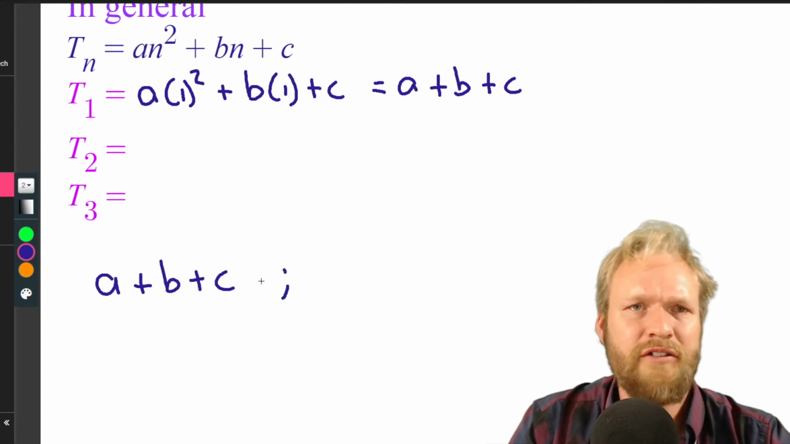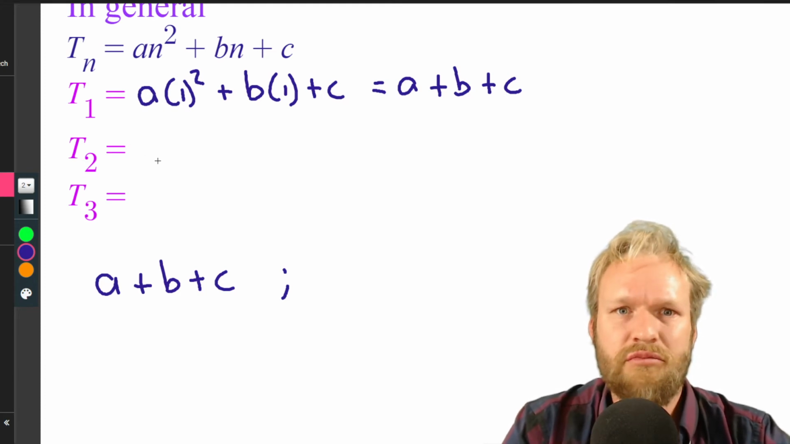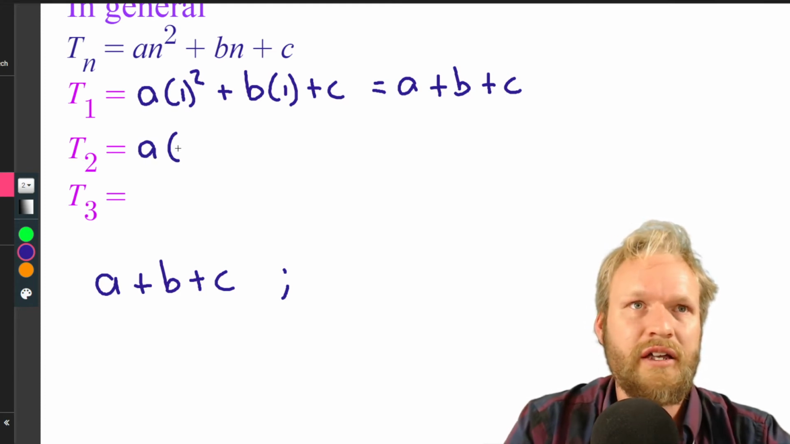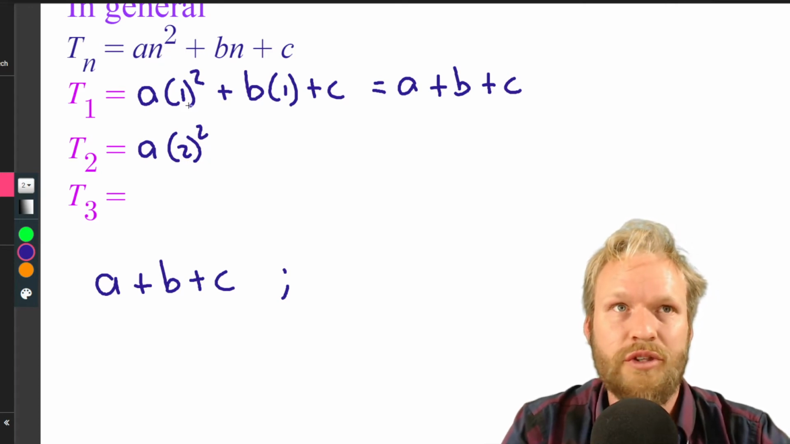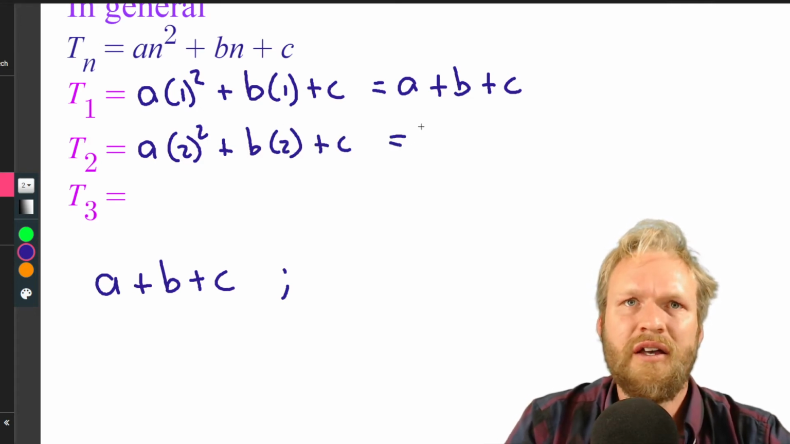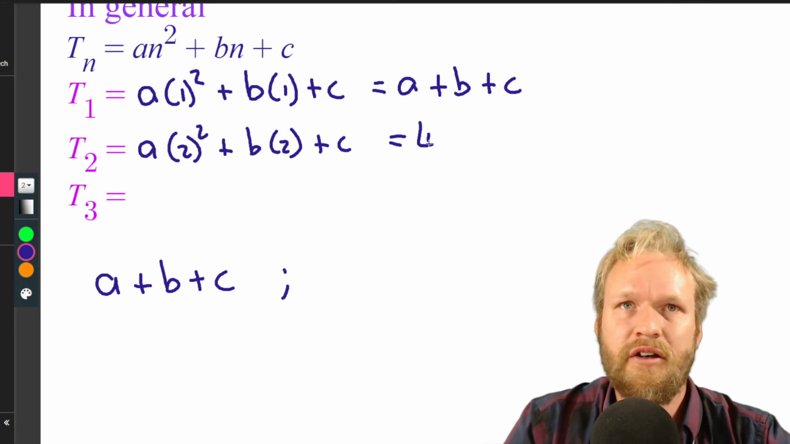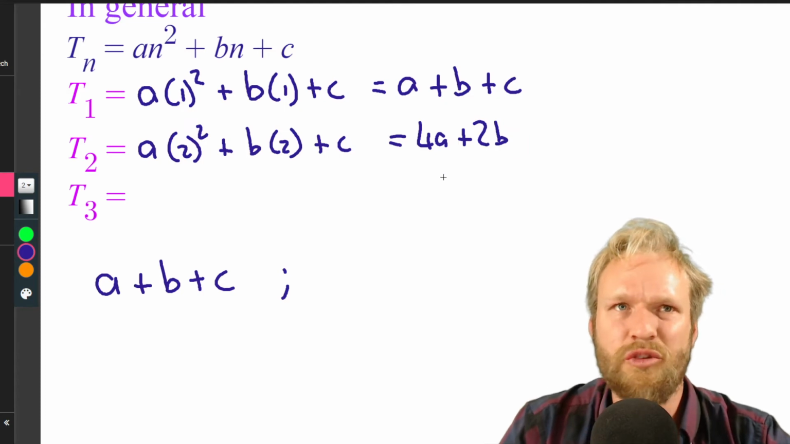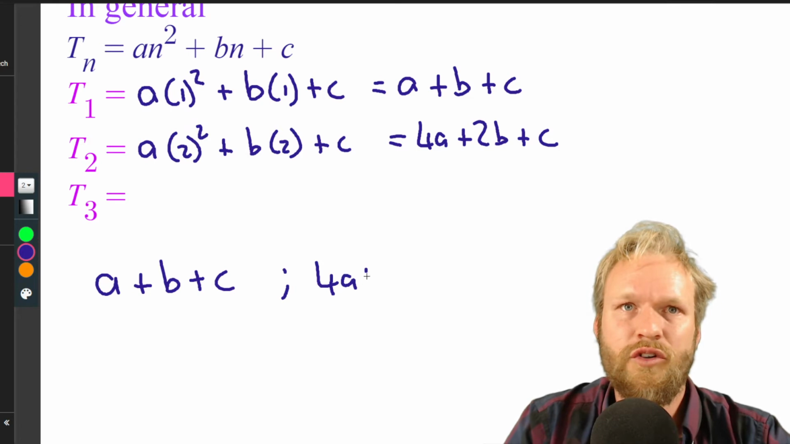That would be our first term. Second term, well, we just substitute in, right? So go for it. We've got a, n is 2, so we're seeing a 2. Whenever we see an n, we're replacing it with 2. Plus b, 2 plus c. Let's simplify that. 2 squared, 4. 4 times a, 4a. B times 2, normally we'll just write that as 2b, right? Plus c. Okay, so our second term is 4a plus 2b plus c.